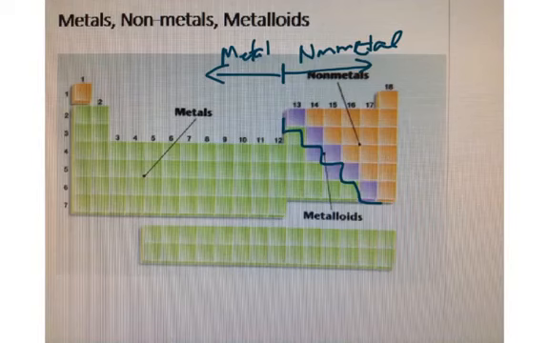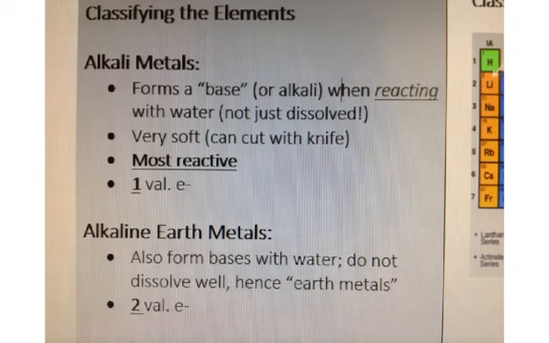Anything to the right is a nonmetal. The only exception is hydrogen. Hydrogen actually is a gas, so therefore it is definitely not a metal. Sometimes periodic tables actually have hydrogen drawn above the fluorine because some of the properties of hydrogen act more like a nonmetal above fluorine than it does over by the ones above lithium.